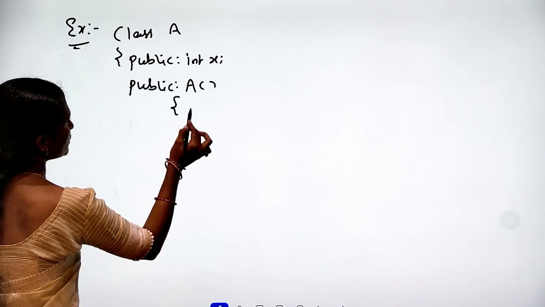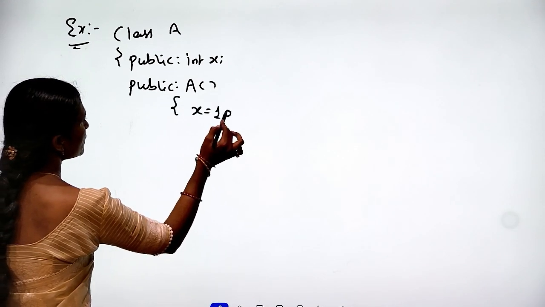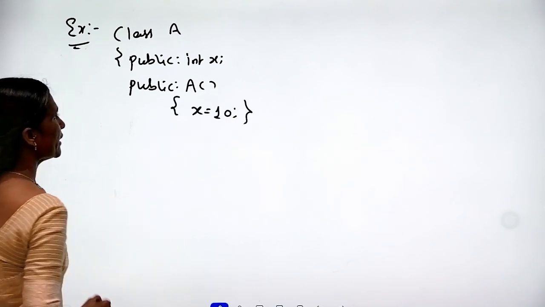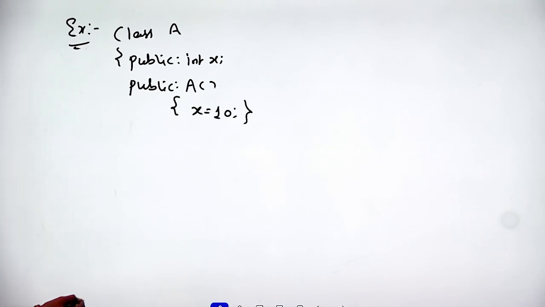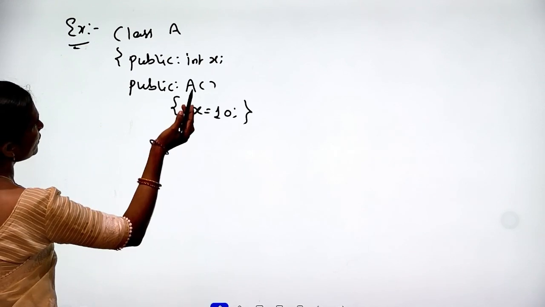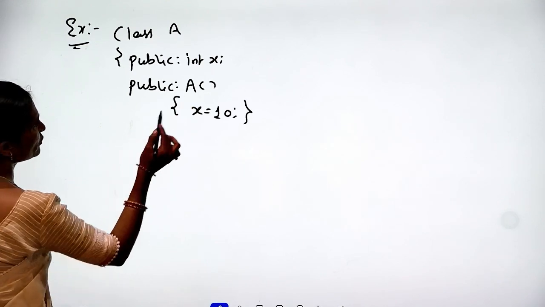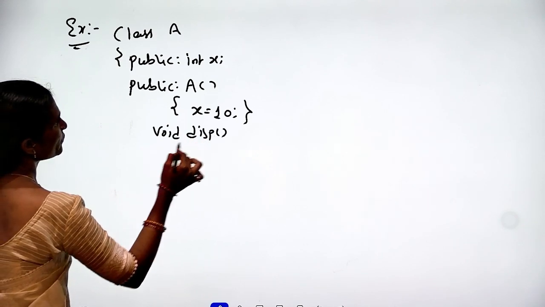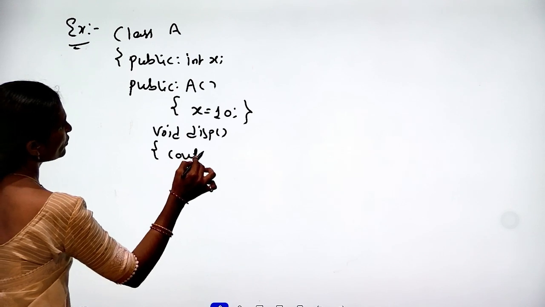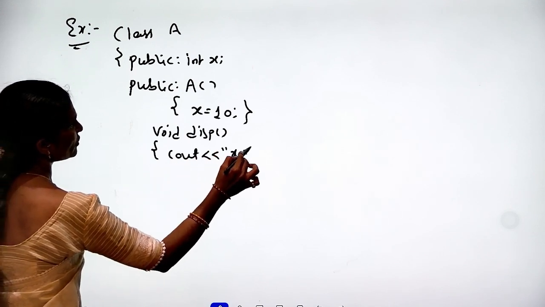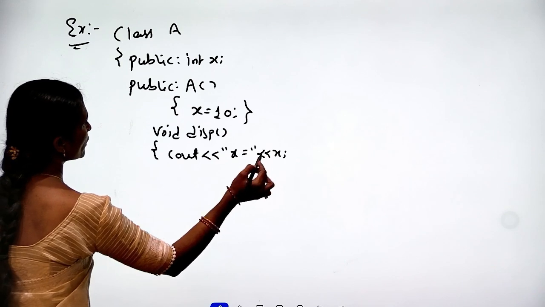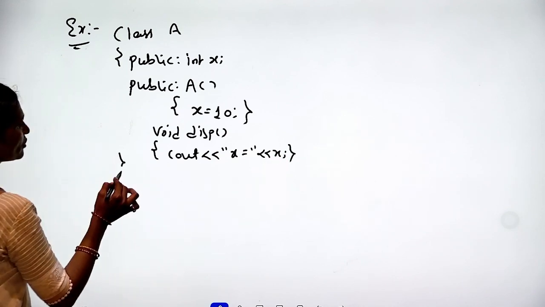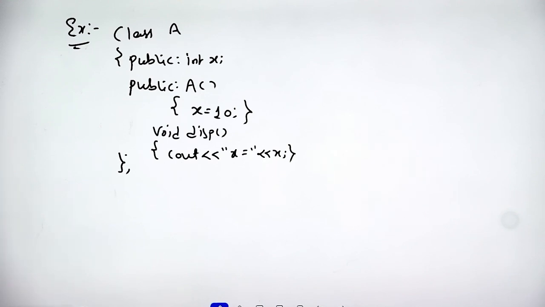I'm going to take a default constructor where I'm initializing, that is assigning, the value of x equal to 10. Fine. Method, if you want you can display here itself, or I will use one more method called void display, where I'm displaying the value of x. Cout x is equal to x. Close the display method and close the class.